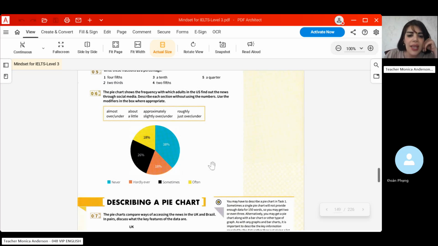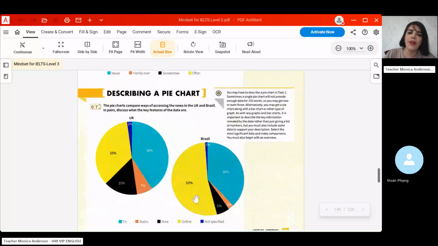You're welcome. Now let's describe, let's have a look. Do you want to describe these two pie charts together or move to our previous topic, the static bar chart? It's your choice. Of course, you can do both of them. Pie chart? Yes. This one is good because, look, the pie chart compares ways of accessing the news in the UK and Brazil. Discuss what the key features of the data are.